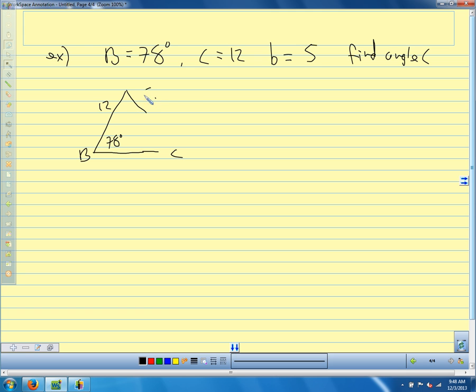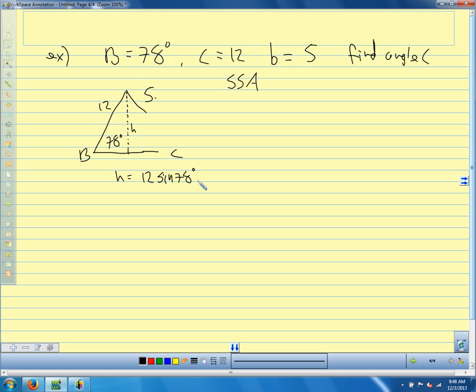And because we have a side-side-angle triangle, I want to check to make sure whether we're going to get 1 triangle, 2 triangles, or 0 triangles. Well, 5 is less than 12, so we have to be a little more careful here. What I'm going to do is calculate the height. So the height is 12 sine 78 degrees.